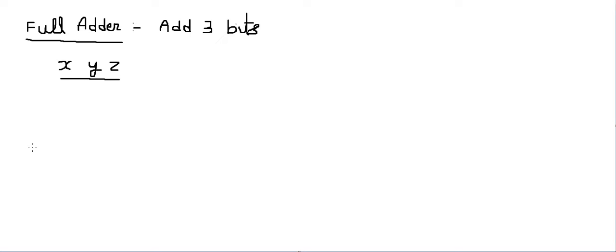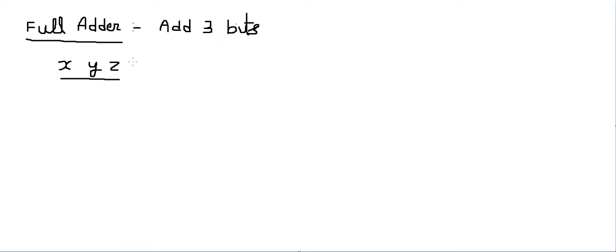And in this lecture I am going to explain to you each and every step of the full adder. So what is a full adder? A full adder is used for adding 3 bits. It takes 3 bits as an input, and in the output there are 2 variables that it gives, which are sum and carry.